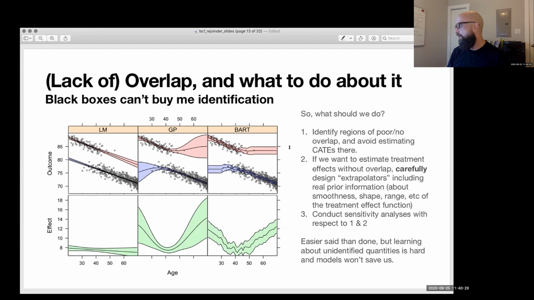I saw as people were filtering in, I saw we had Paul Gustafson. I don't know if he's still in here, but he's a long-time thinker about this. Lots of great papers, and a great textbook too, for Bayesian approaches to non or partial identification. I guess this is all easier said than done, but learning about things that are unidentified by our data is just hard. And I don't think there's a model out there that's going to save us.